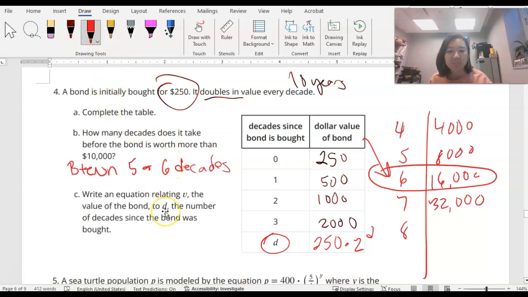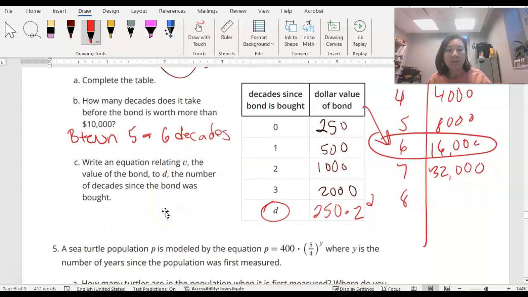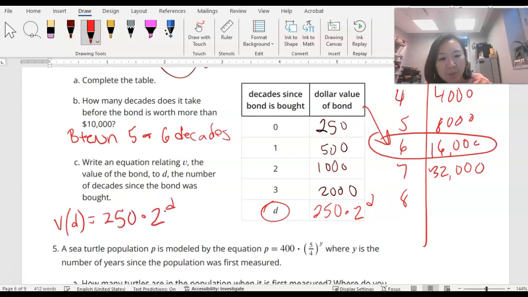It says write an equation relating V, the value of the bond, to D, the number of decades. So V of D equals 250 times 2 to the power of D.